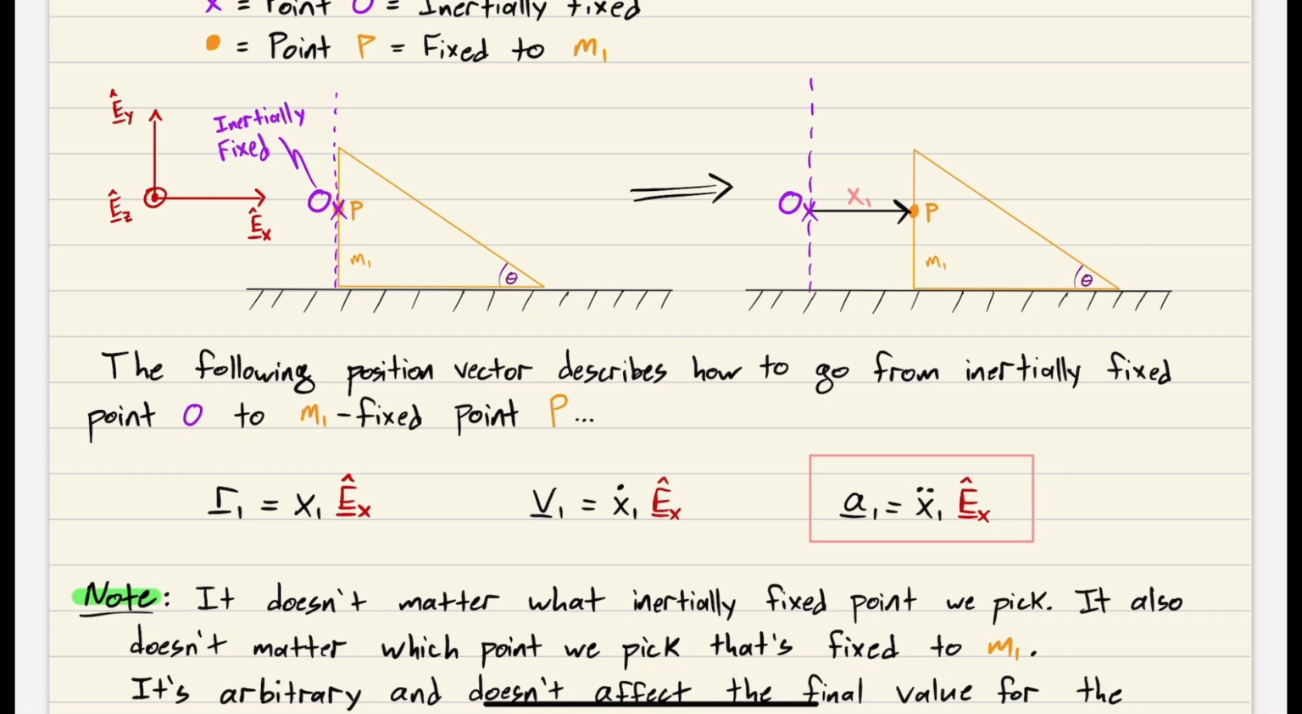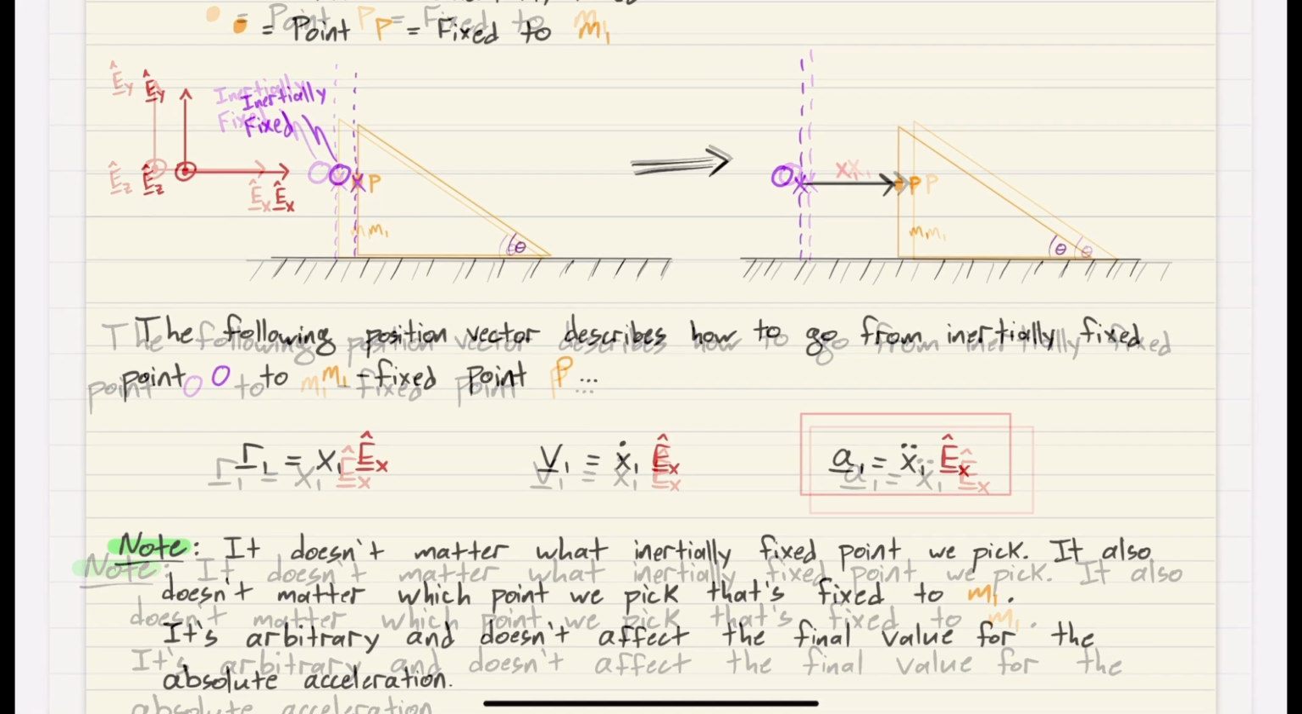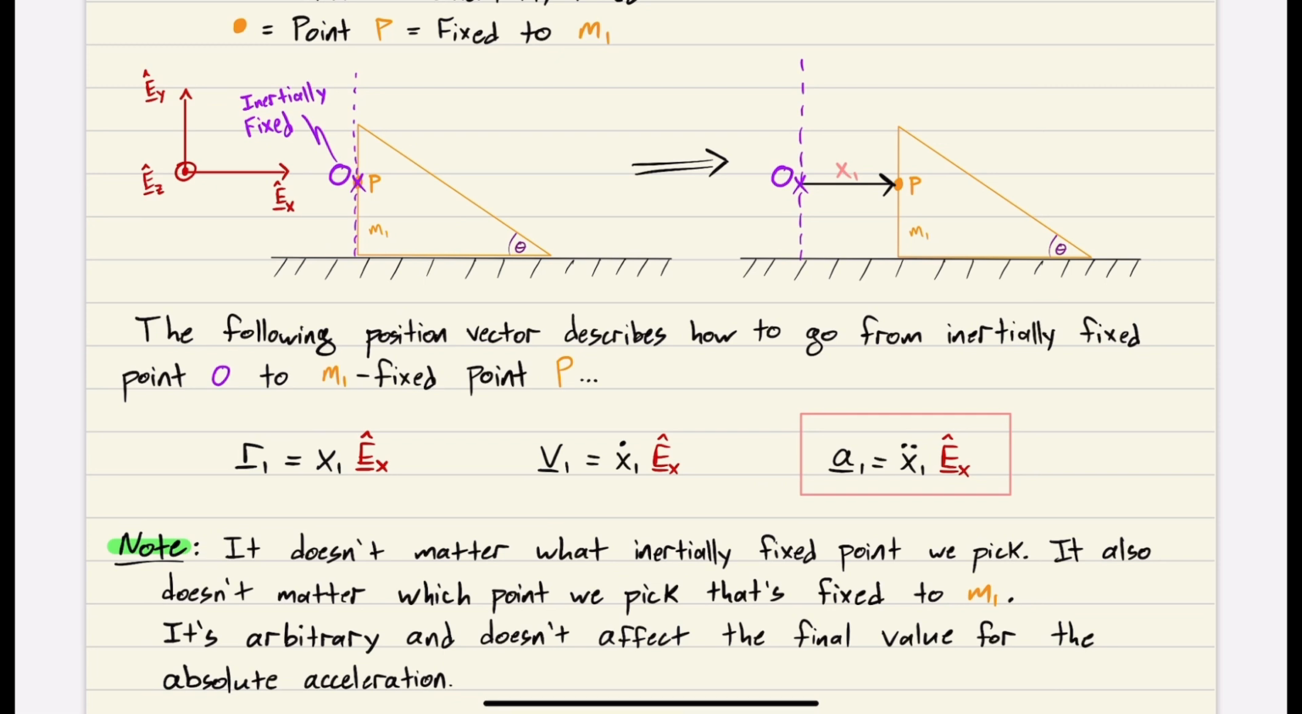The reason it doesn't matter is because those are just constants, and when you take the derivative of those to get the velocity and the acceleration, they get sent to 0. Let me go through this down here real quick first, and then I'll show you what happens if you pick a general point. Like we already said, the position vector to get from O to P is just x1 in the EX direction. So that's exactly what we have written here. We take the derivative of this, and we're just going to be left with x1 dot in the EX direction.